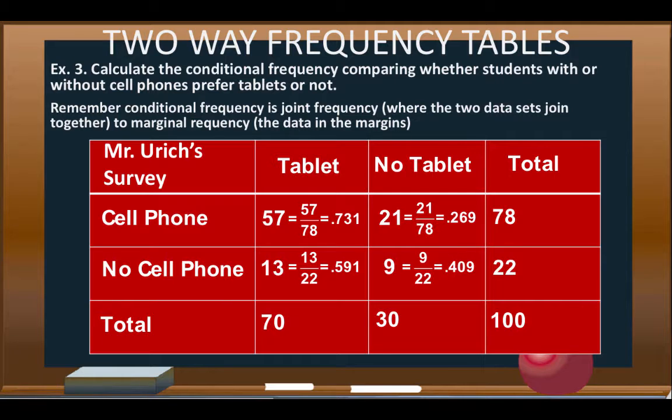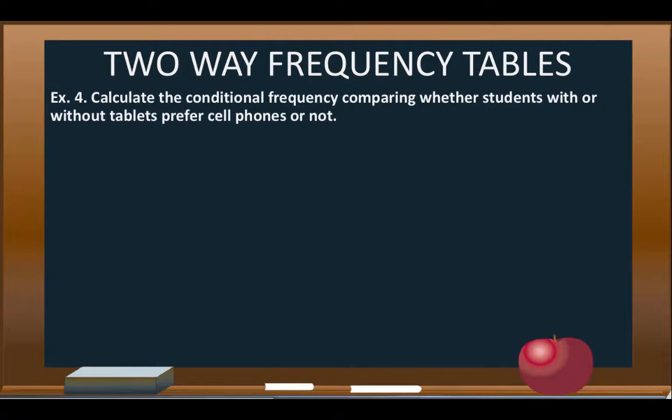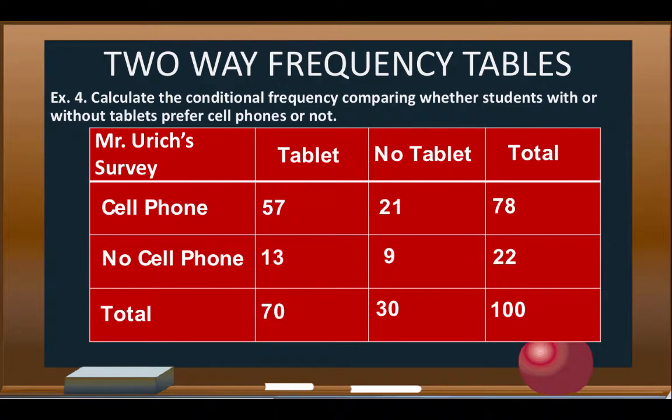Right, so we have one more example. Now instead of looking at students with or without cell phones, we're going to focus in on students with or without tablets. So now instead of going across the cell phone rows, we're going to go down the tablet columns. So this first one, we're going to take 57, but this time we're going to divide it by the total for the tablet, which is 70.